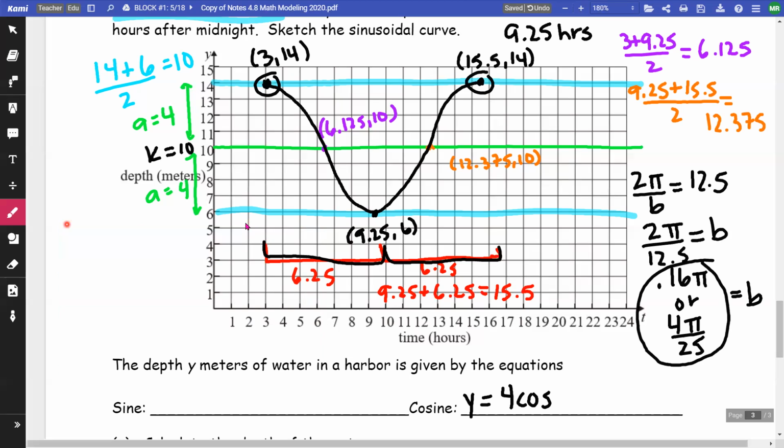Okay, so let's say I do the 4 pi over 25. I'm going to start at this value right here, this 3 comma 14. So this is going to be an x minus 3. And then my vertical shift, this is up at 10. So this is going to be a plus 10. So that would be my cosine.